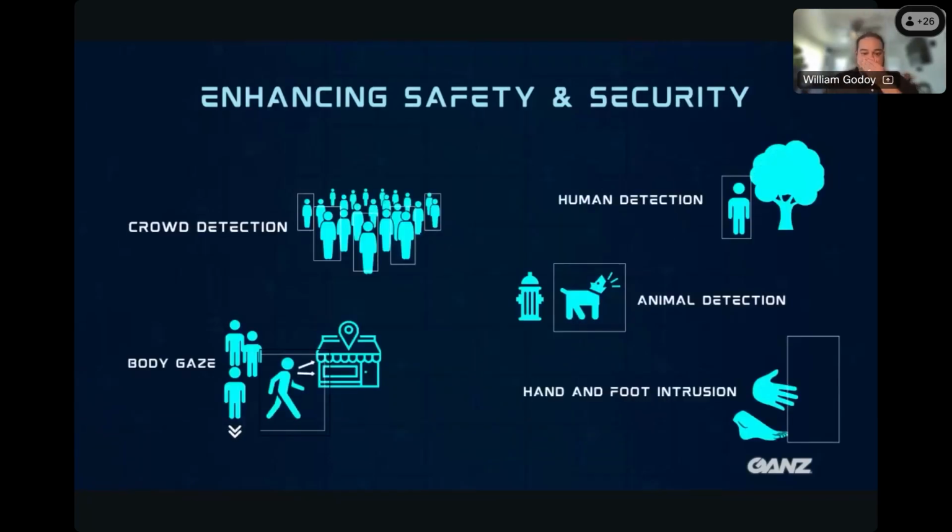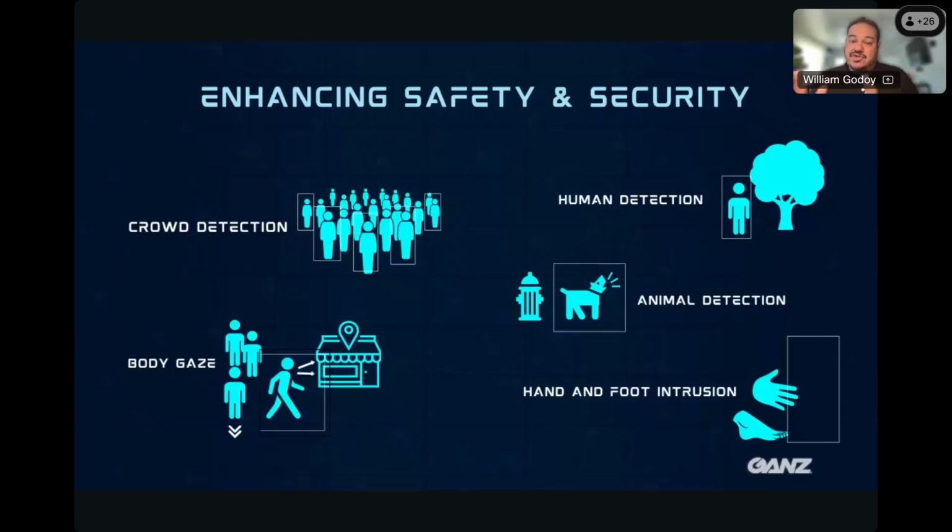Some of the analytics we have already: you could do crowd detection, the body gaze that I was alluding to earlier, which is somebody looking at a particular location, looking a little too interested in a particular area. Human detection, animal detection. We also have hand and foot intrusion, whereas before, with the old analytics, even on the AI side of things, it would see a person and just draw an entire box around them.